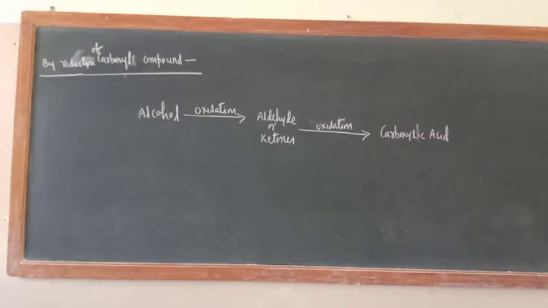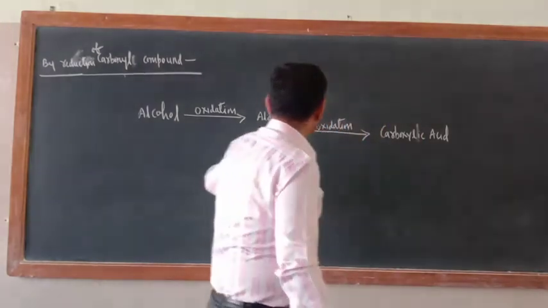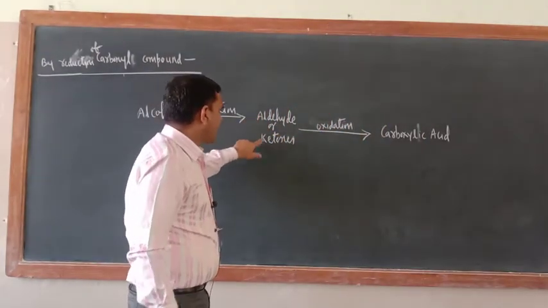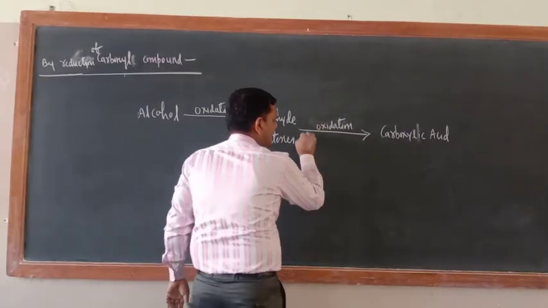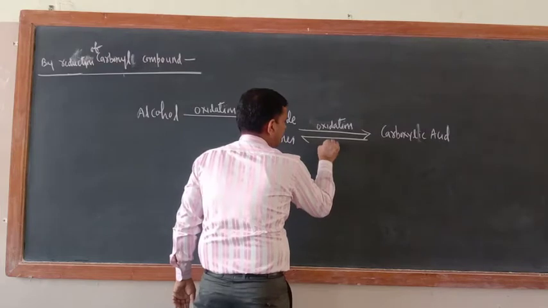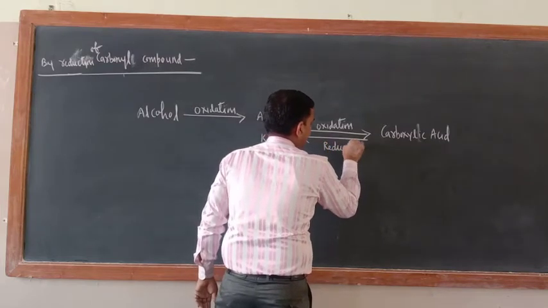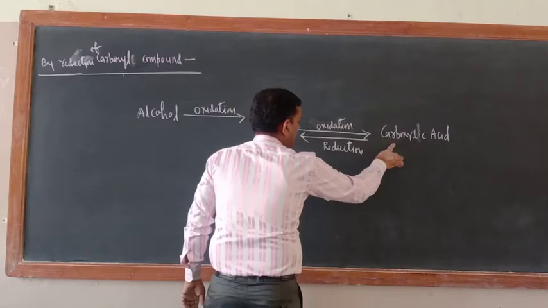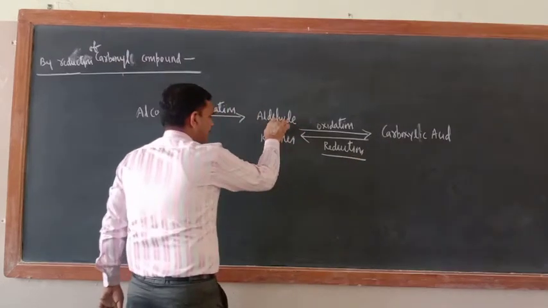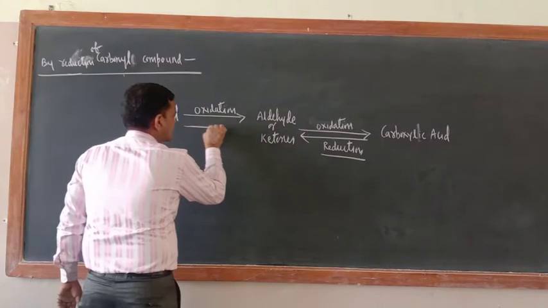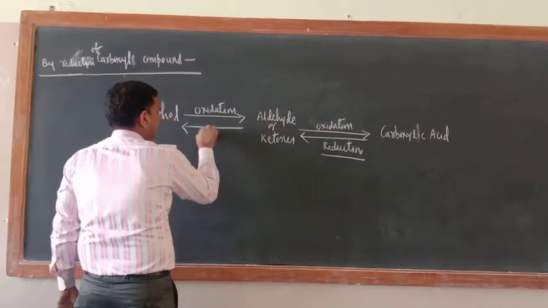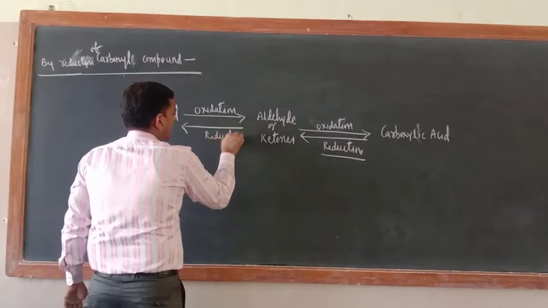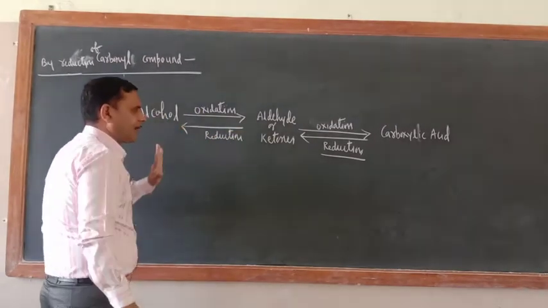There is one more basic piece of information: the oxidation product of alcohol is aldehyde and ketone. The oxidation product of aldehyde and ketone is carboxylic acid. And what is the opposite of oxidation? The opposite of oxidation is reduction. So when carboxylic acid is subjected to reduction, the product is aldehydes and ketones. Similarly, when aldehyde and ketone are subjected to reduction, the product is alcohol. Are you getting my point or not?